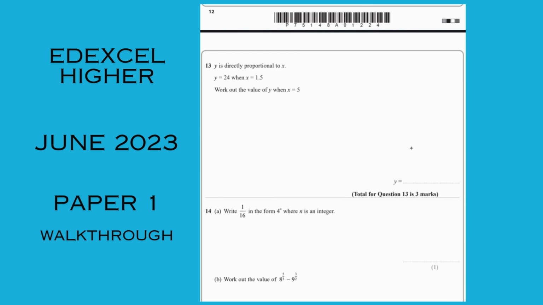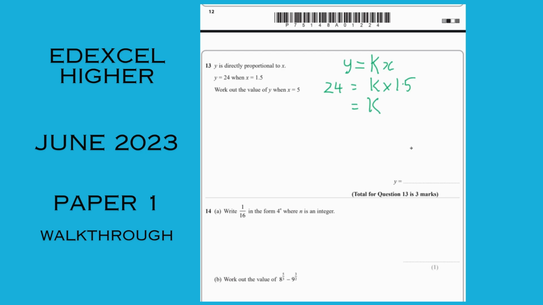Number 13. Y is directly proportional to X. When Y is 24, X is 1.5. To work out K, how many 1.5s go into 24? So a little bit of mental arithmetic, could go bus stop, etc. But 18 times 1.5 is 27.